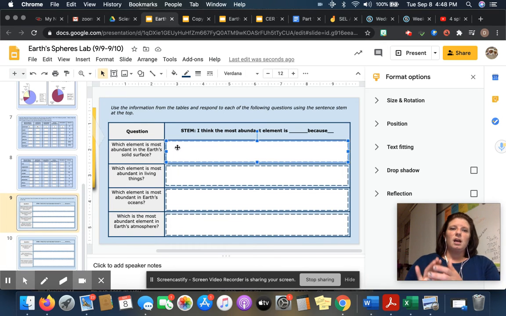Now, on these slides, I am providing you with a sentence stem. A sentence stem is the beginning of a sentence to help you write a clear, detailed answer. Okay, so do not read the question and just type in 3 words. You must use the sentence stem. So for example, which element is most abundant in the Earth's solid surface?